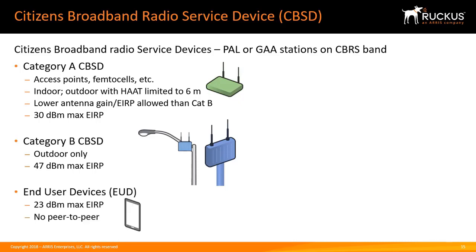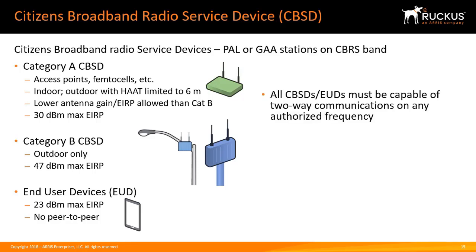Then we have end-user devices, EUD. These are your average handsets. Think smartphone devices that operate on CBRS frequencies. They have a maximum EIRP of 23 dBm and are not allowed to operate in a peer-to-peer manner. Each of these device types, CBSDs and EUDs, must be capable of two-way communication on the allowed frequency or frequencies.